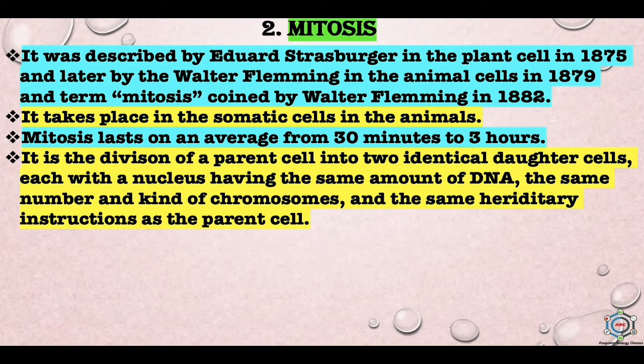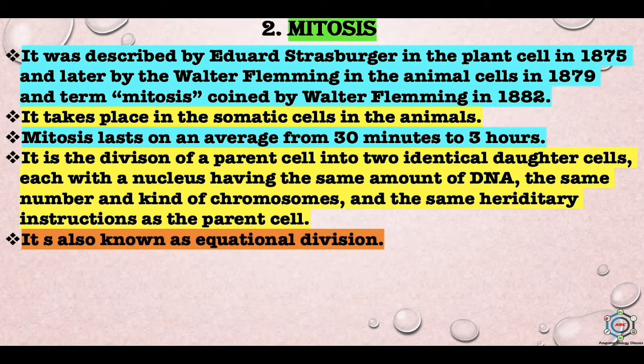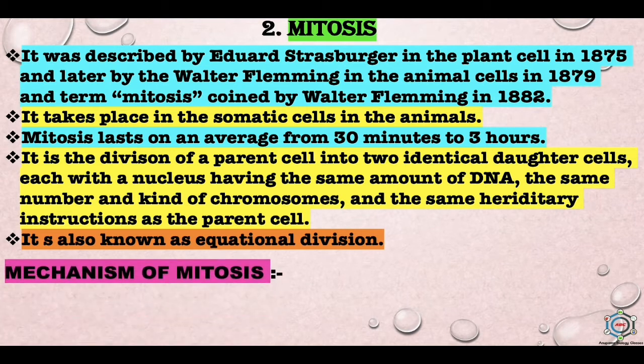It is the division of a parent cell into two identical daughter cells, each with a nucleus having the same amount of DNA, the same number and kind of chromosomes and the same hereditary instruction as the parent cell. So it is also known as equational division.